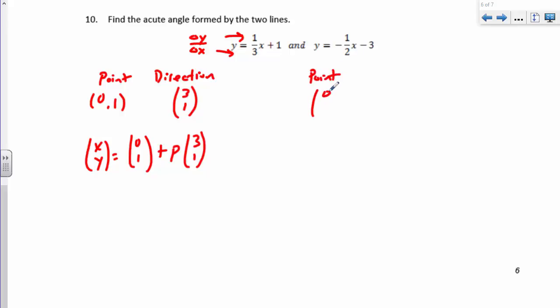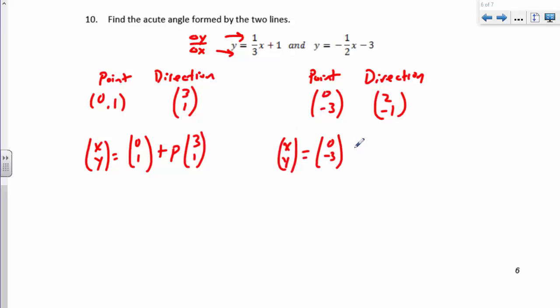I like the point 0. If I plug in 0 here, I'll get negative 3 for y. Then I'll do the direction again, which will be the reciprocal of the slope here. Keep in mind this slope is negative 1 over 2, so this is going to be (2, -1). Technically it would be the same thing. So what I have here is another vector equation where I have (0, -3) plus a scalar times (2, -1).